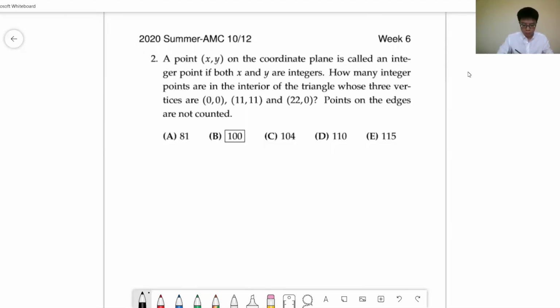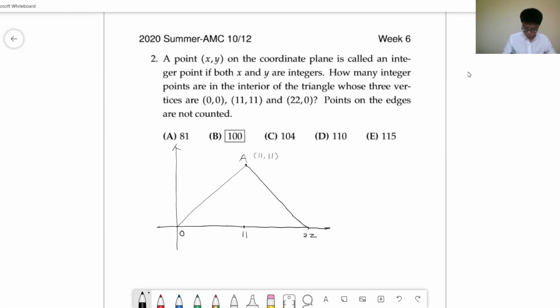Problem 2. So we have a coordinate system and we want to count the number of integer points within this given triangle. So let me draw this triangle. This is the origin 0, 0 and 11, 11. So maybe here is 22. So this point is 11, 11. So we consider this triangle OAB, right?